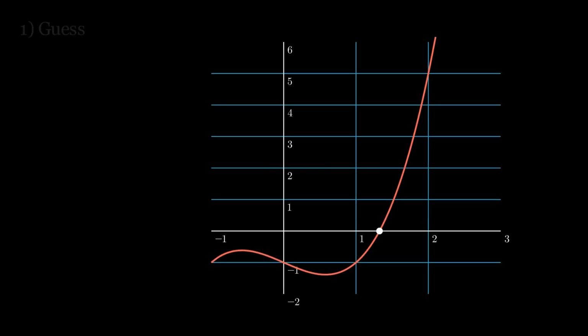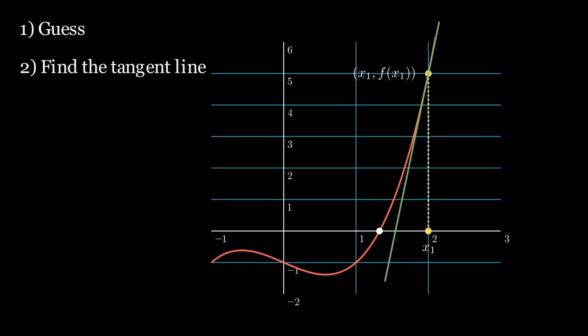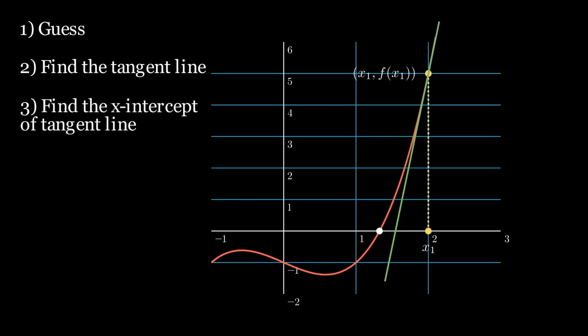The first step to using Newton's method is to make a guess. We'll call that x1. The point on the graph is therefore (x1, f of x1). The next step is to find the tangent line through that point. That's where we use our calculus to find the derivative. The point where the tangent line crosses the x-axis should be closer to where the function crosses the x-axis. That's the point we're looking for. The third step is to find the x-intercept of the tangent line. This should be a better approximation than our first guess, x1.